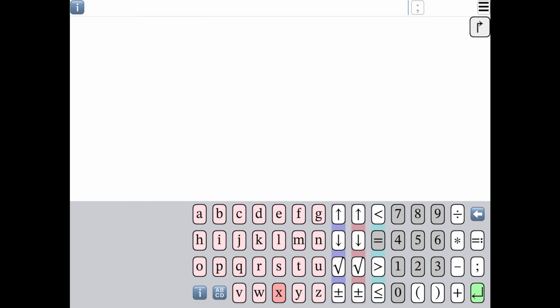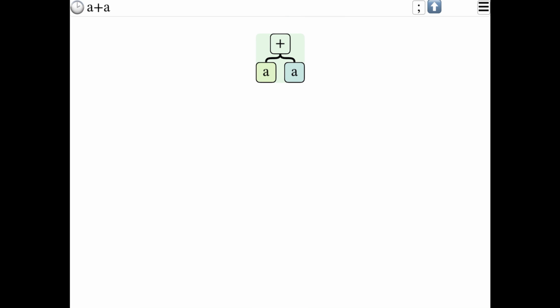Let's say you have the expression a plus a. This is the same as 2 times a, and you may prefer to see it that way. So put your finger on one of the a's. Which one? For this simple problem, choose the one on the left. But for other problems, you may sometimes want to choose the one on the right.